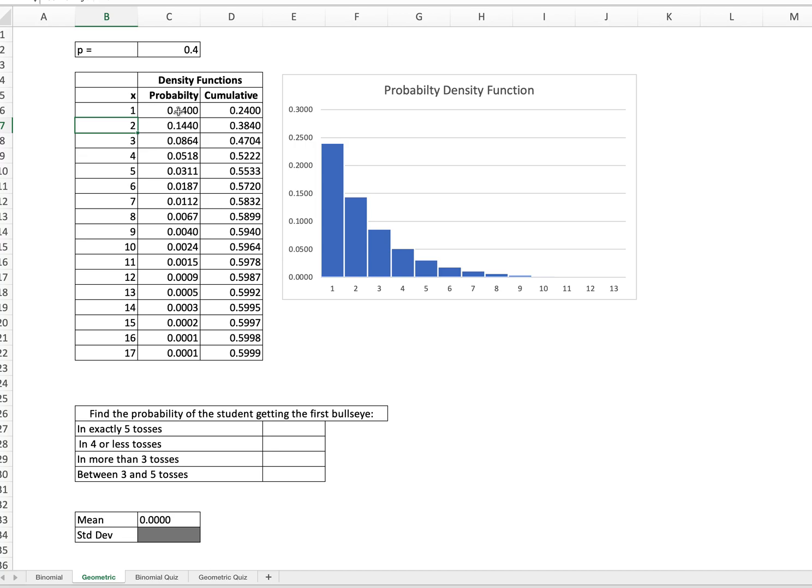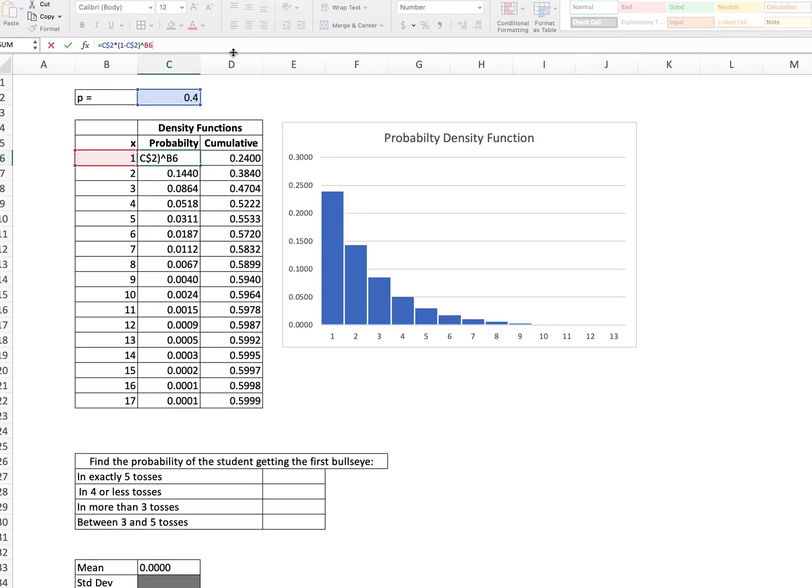And what's the probability? You try things 1, 2, 3, 4 times, see if you have success. So what do I have here? I have to look at my formula. So I have to bring this down to see, make sure I did this right. So C2 times 1 minus C2 to the B to the 6 minus 1. Boy, I hope I didn't do that wrong on the exam, on the mock quiz, but if I did, this will help you.